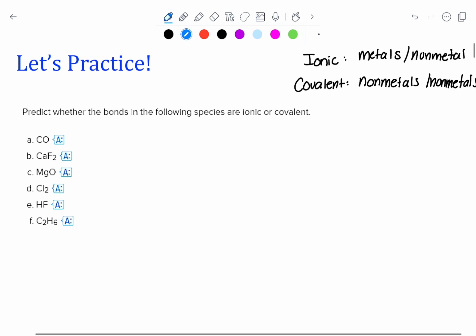So our first example is CO. CO, and that O is capitalized. So we are dealing with carbon and oxygen. Now I'm not naming the entire compound, I'm just writing out what the elements are. We'll talk about how we name these later. But if I'm dealing with carbon and oxygen, if we look at our periodic table, both carbon and oxygen are both nonmetals. Therefore, this is a covalent compound.